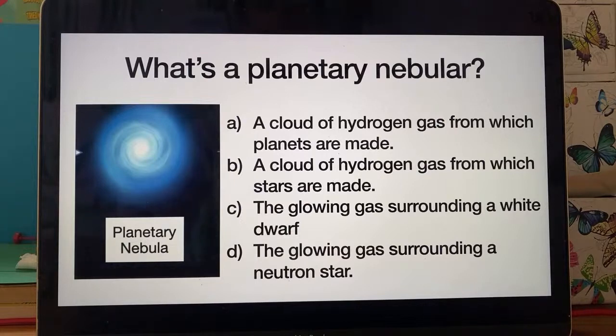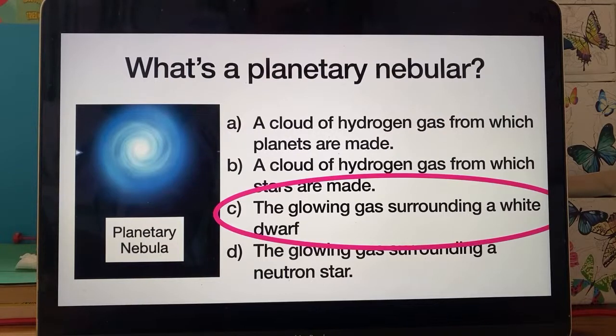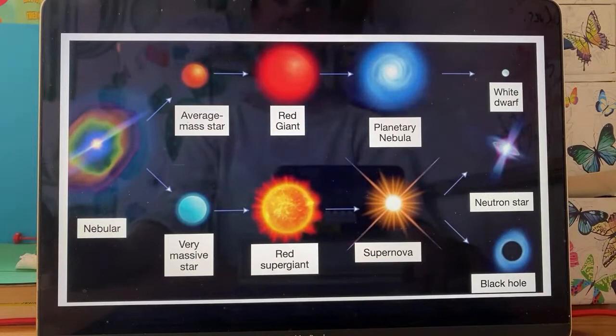The answer is, it's the glowing gas surrounding a white dwarf. So the white dwarf is very small and hot, so it heats up that gas, and that's when you get the thing that's called a planetary nebula for ridiculous reasons.